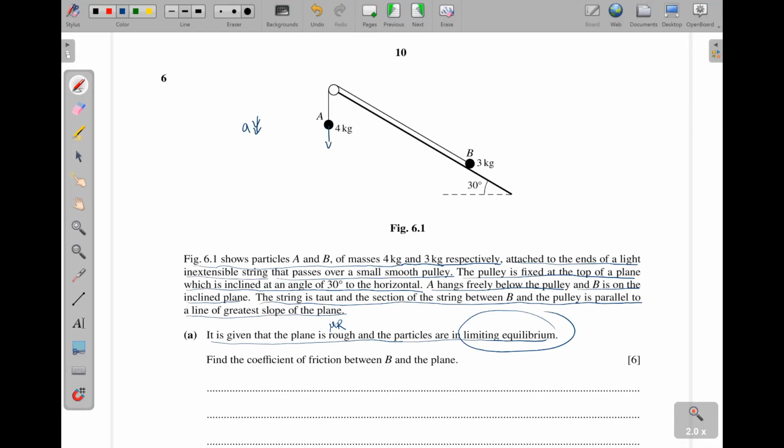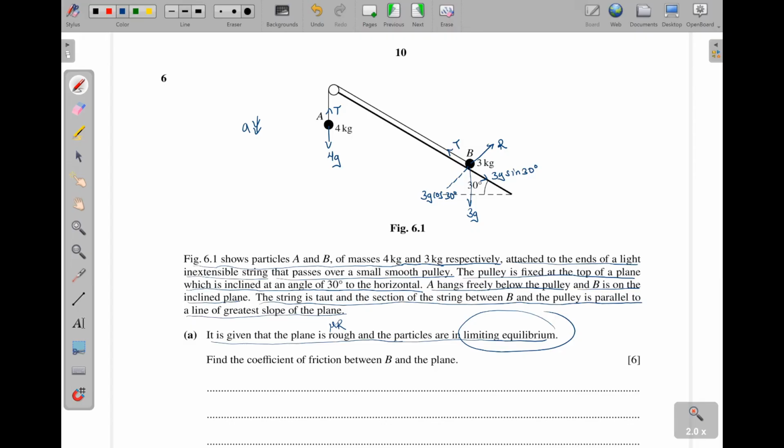So we have the weight here, which is 4G, and then there is tension which is generated in the string. The same tension here is going away from B. And then the component of the weight of this B here, because we have the 3G here, is going to be the mg sine theta. And then here we are going to have the mg cos theta. So we shall have 3G cos of 30 degrees. And then here we shall have the normal reaction R. This is 3G sine of 30 degrees.